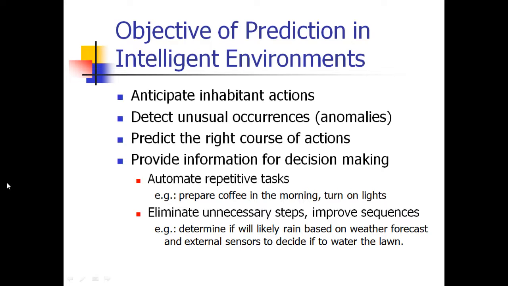Next one is called the objectives of prediction in an intelligent environment. This is done to anticipate and inhibit actions, and detect unusual occurrences. Next one is to predict the right course of action. Fourth one is to provide information for decision making. And to automate a recursive task and eliminate unnecessary steps. These things we will see one by one.